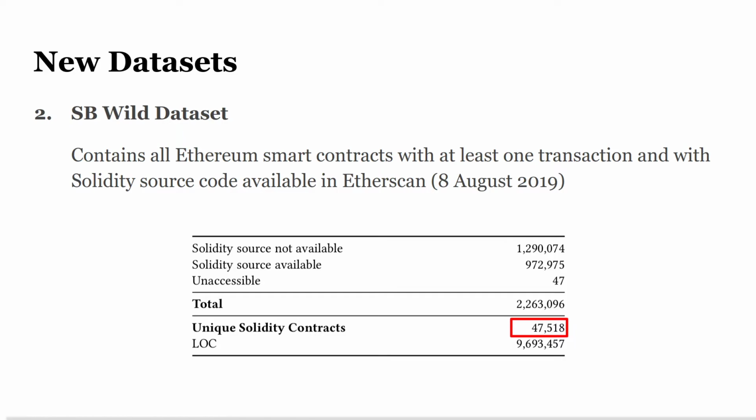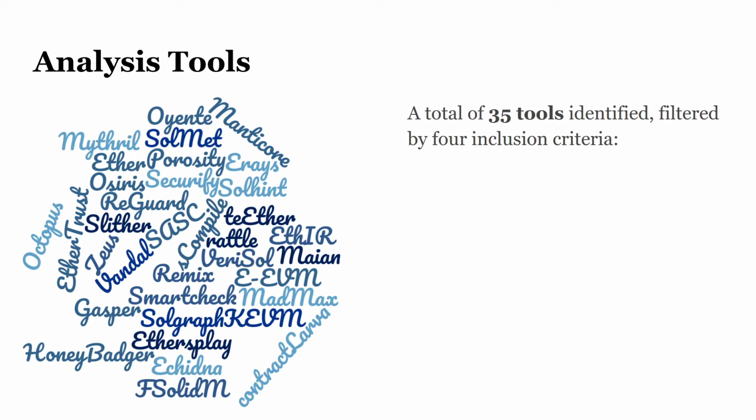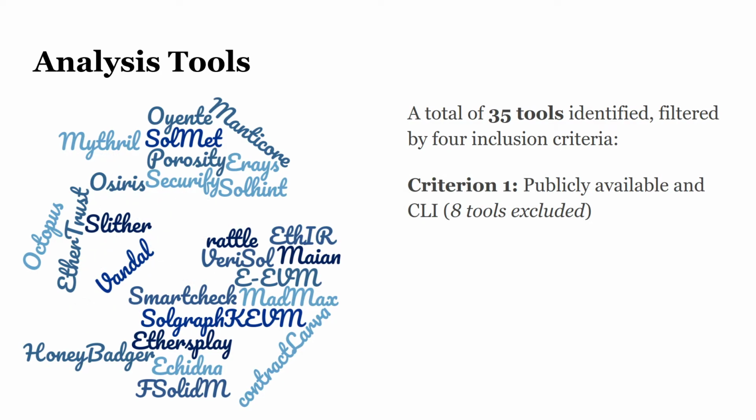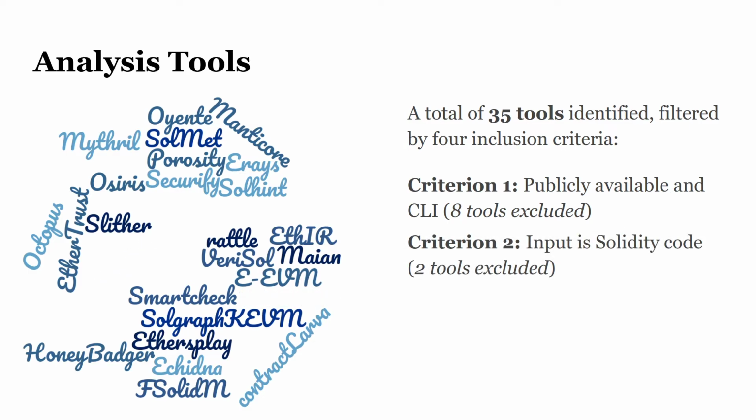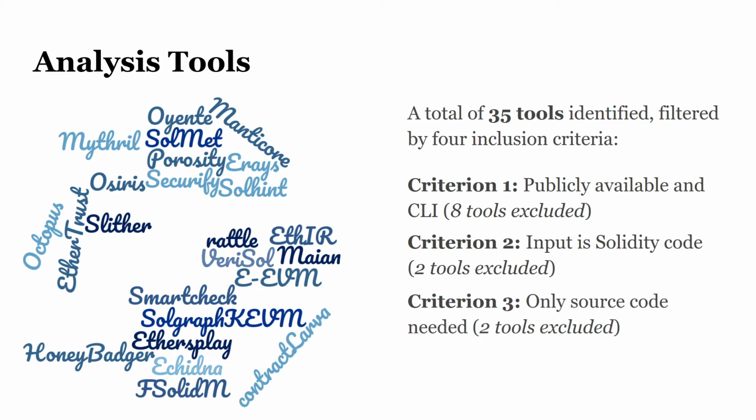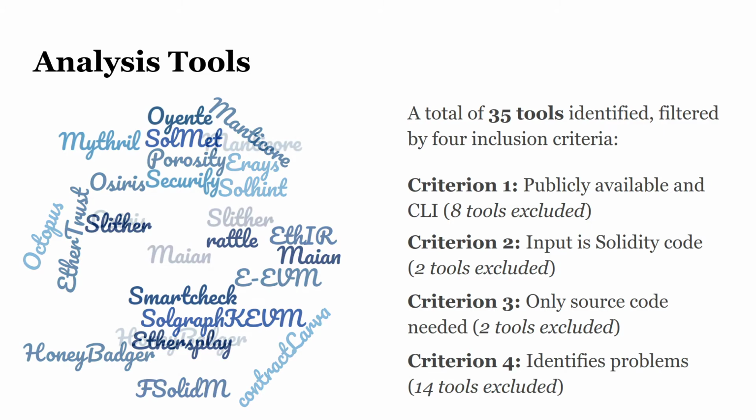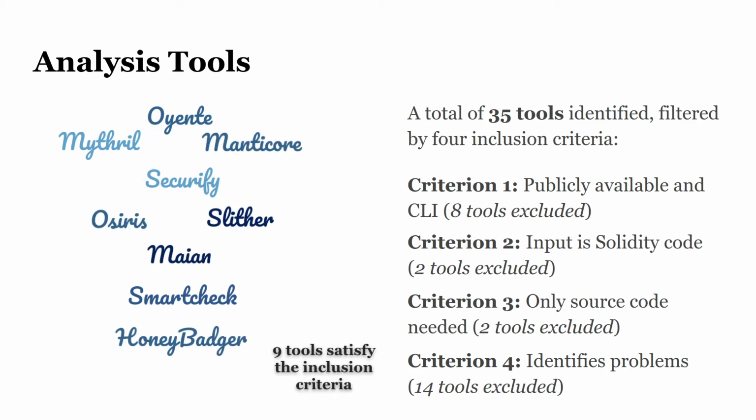So, for our second goal, we use these datasets to evaluate existing analysis tools. We started by considering 35 tools which were filtered according to 4 inclusion criteria. First, tools must be publicly available and support a command line interface. Second, they must support Solidity source code as input. Third, tools should only require the source code with no need for code annotations. And finally, tools must identify problems. This means that tools that only create artifacts, such as control flow graphs, are excluded. At the end of this process, we ended up with the 9 tools shown in the slide.